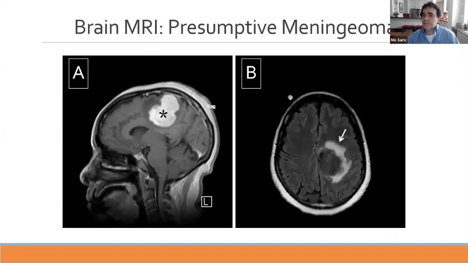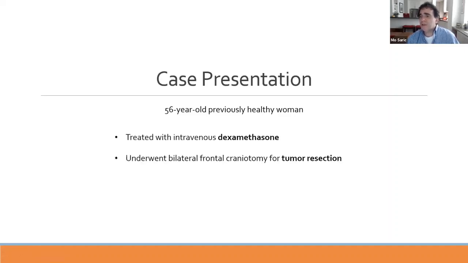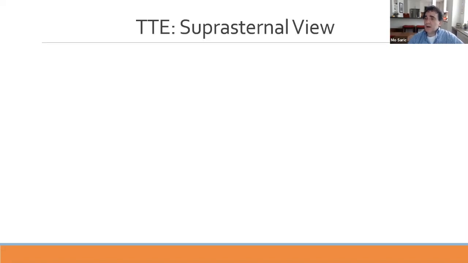And this is her brain MRI with the large mass, in both the sagittal cut on the left and the axial cut on the right. She was treated with intravenous dexamethasone and underwent bilateral frontal craniotomy for tumor resection. To the surprise of neurologists and neurosurgeons, this was not a meningioma. This was, unfortunately, a malignant high-grade sarcoma. A transthoracic echocardiogram was ordered in preparation for chemotherapy.